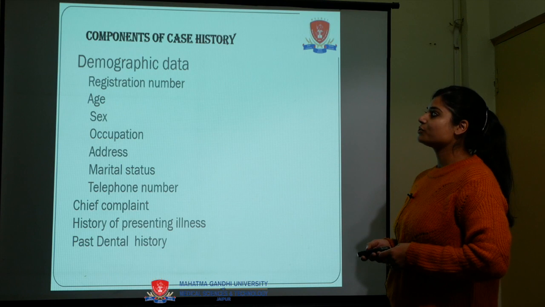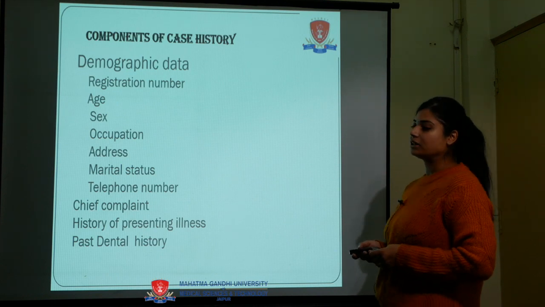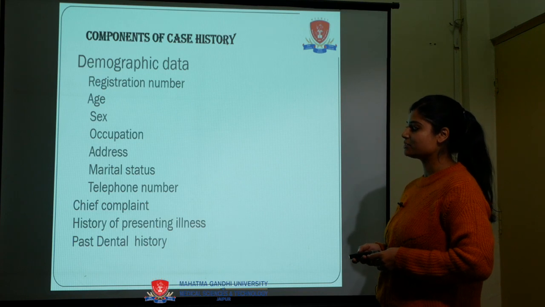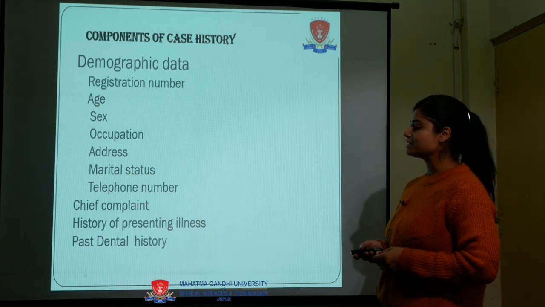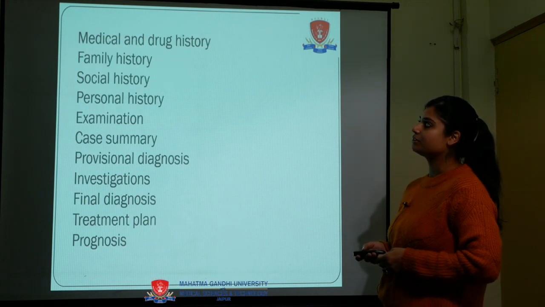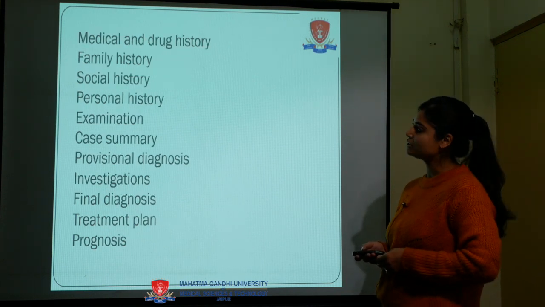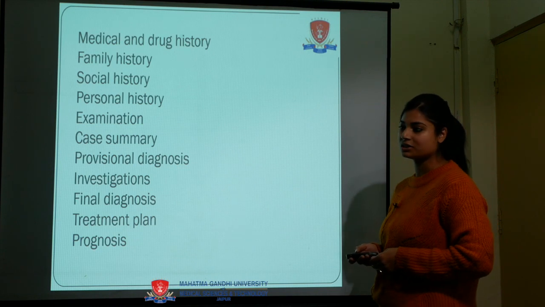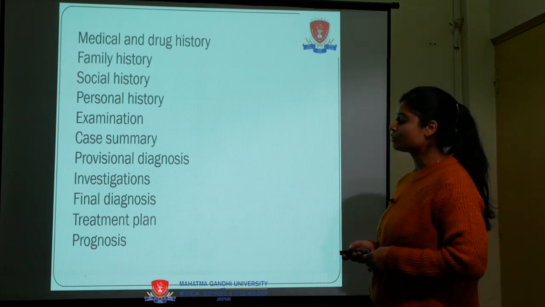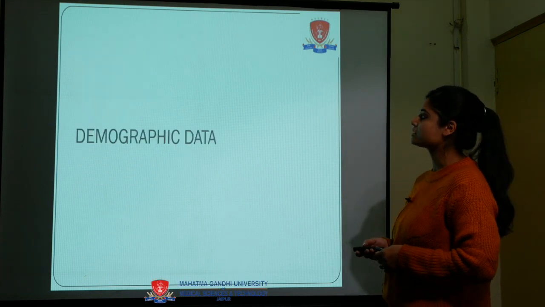What are the components of the case history? First is demographic data, which includes registration number, age, sex, occupation, address, marital status, telephone number. Second one is chief complaint, HOPI, past dental history, medical and drug history, family history, social history, personal history, examination, case summary, provisional diagnosis, investigations, final diagnosis, treatment planning and prognosis.